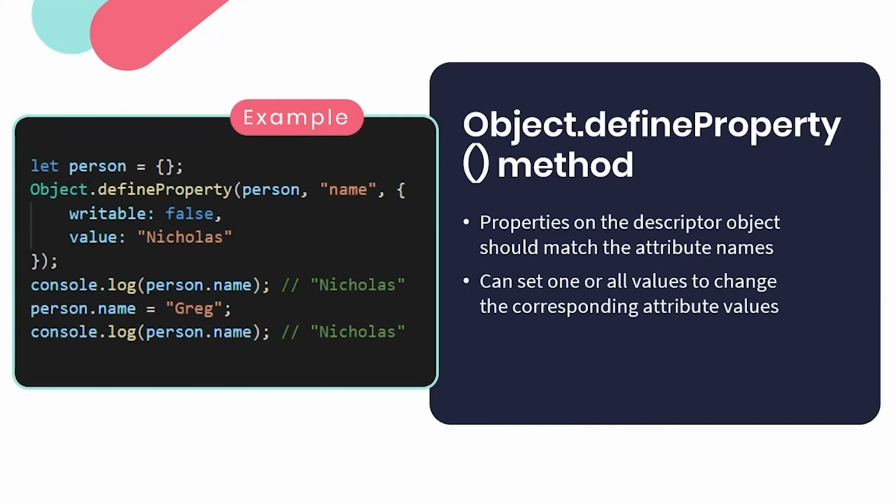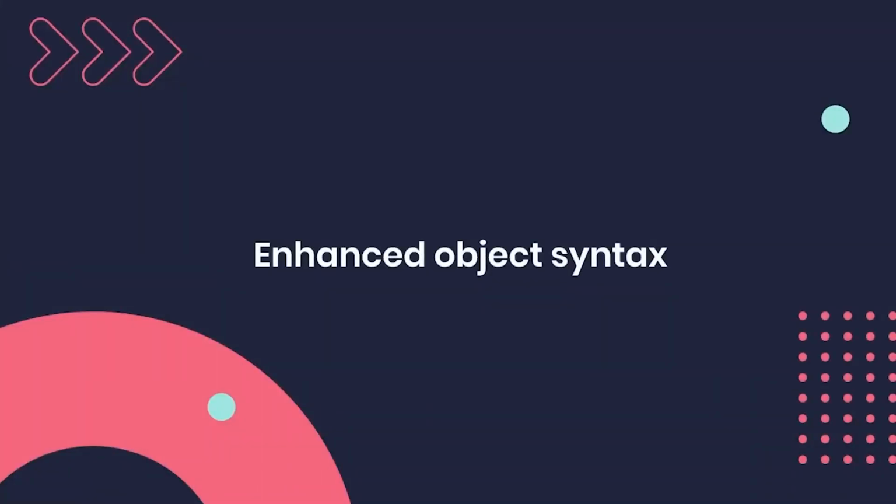As shown in this example, it creates a property called name with the value of Nicholas, that is read only. The value of this property cannot be changed, and any attempts to assign a new value are ignored. We're now going to be moving on to enhanced object syntax.